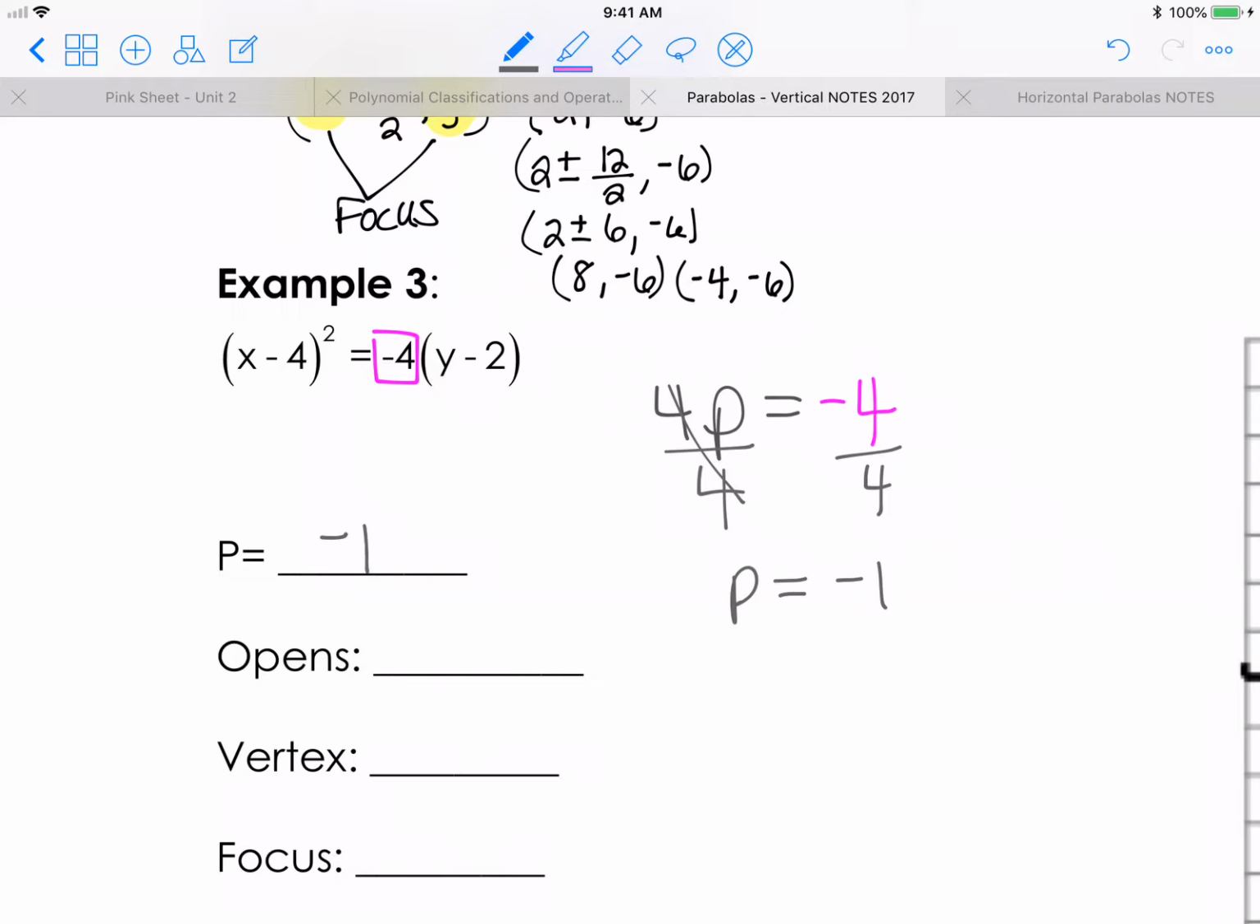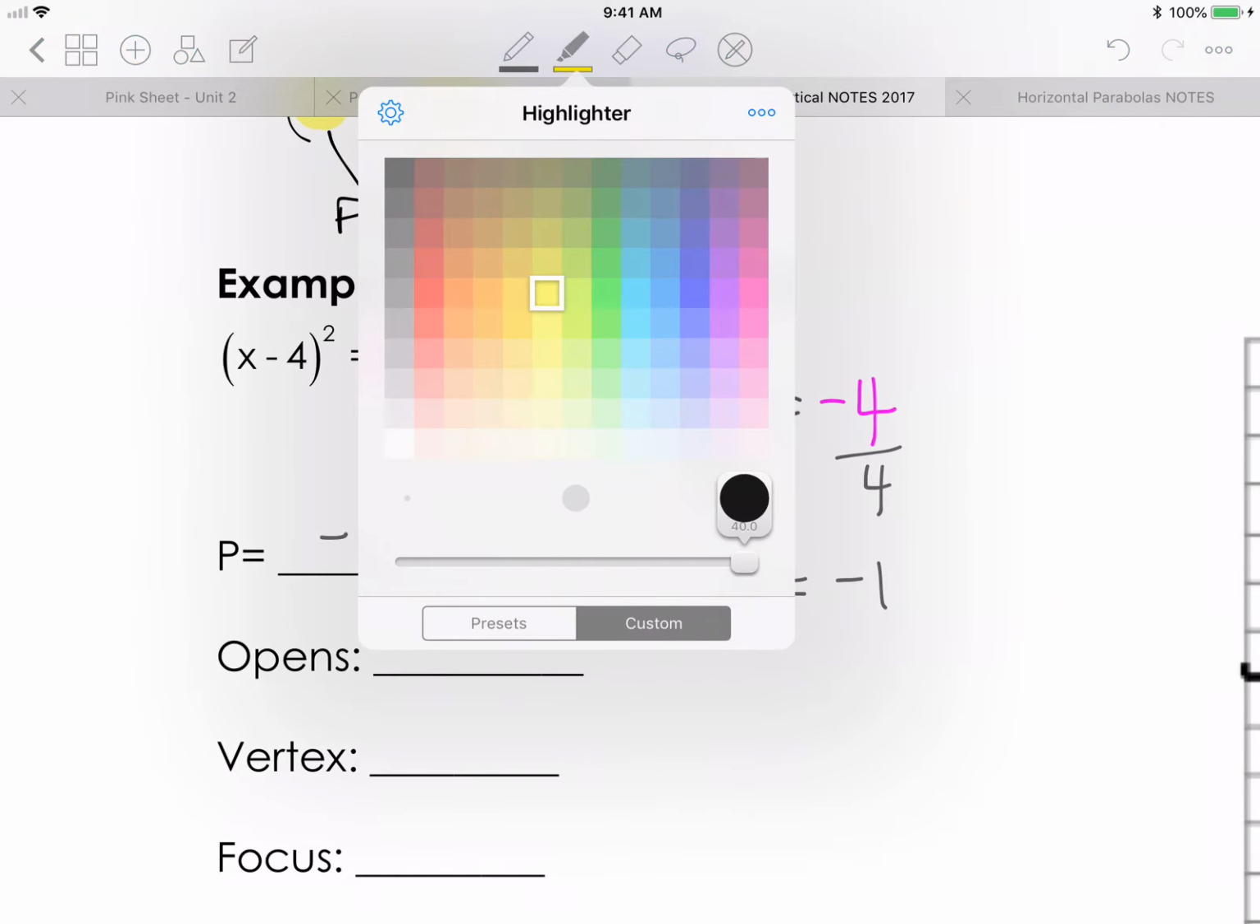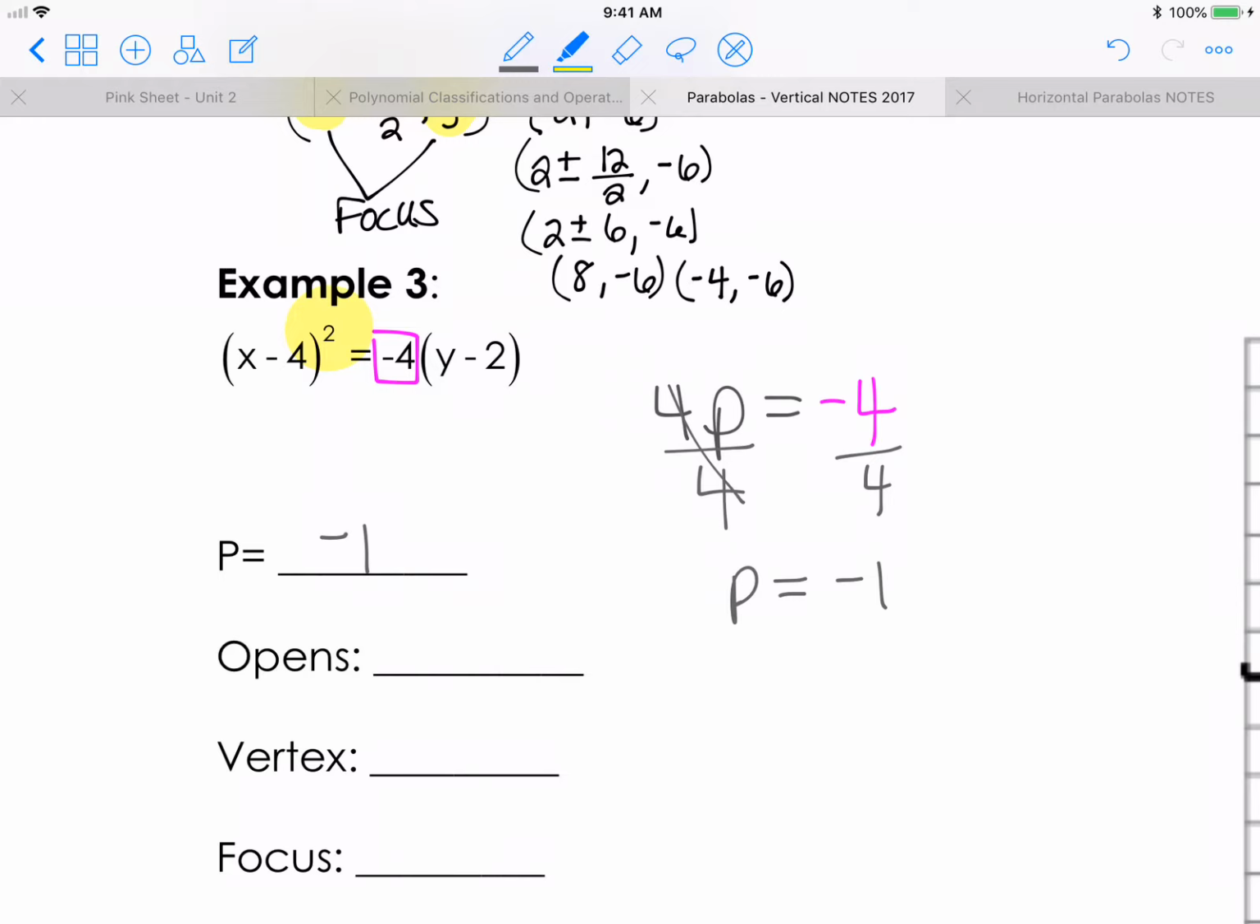So now we can tell a lot because we know our P. Well, we know that x is being squared. That is defined right here. So we know that x is being squared, so it's either going to open up or down. And we know it's going to open down because P is negative. So it opens down.